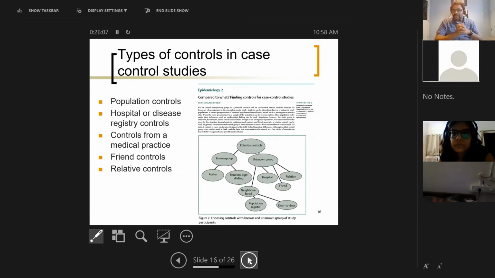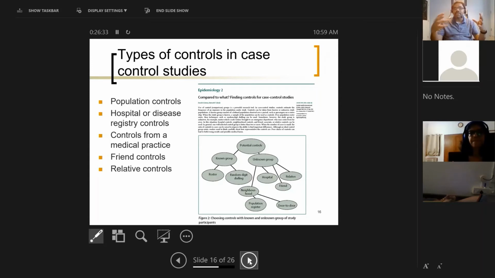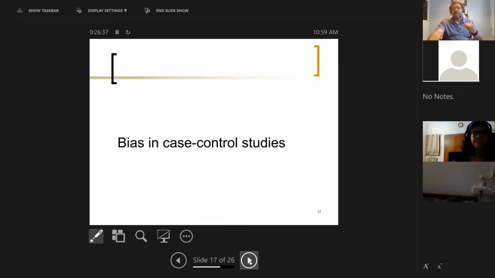And to be honest, every one of them has its advantage. Every one of them has a disadvantage. There is no perfect situation of how to select a control. The dream situation for a control is you already have an ongoing cohort study like the Nurses' Health Study. You know everybody who's in the study, you know what the cohort is all about, and you can randomly select controls from all the nurses in the Nurses' Health Study. That would be a dream situation, which rarely happens, right? But that would be the ideal if you can pull it off.